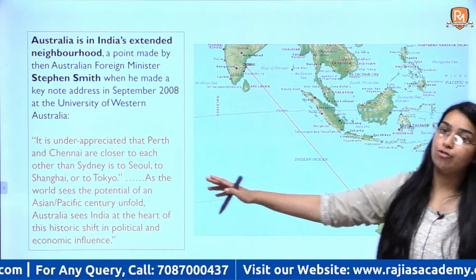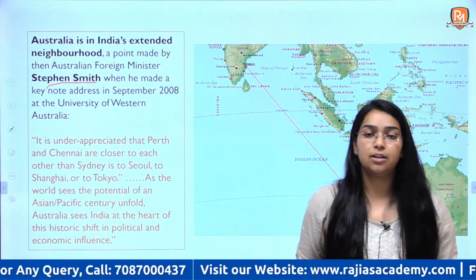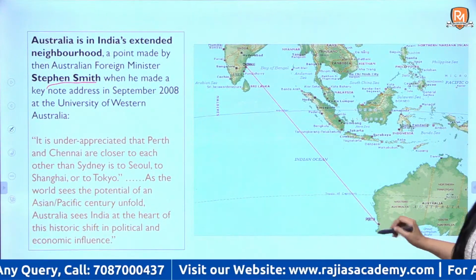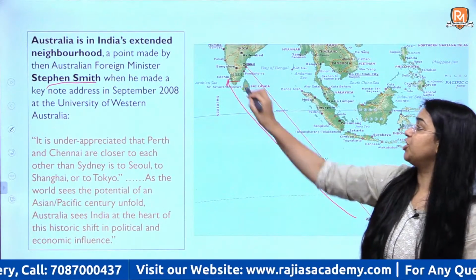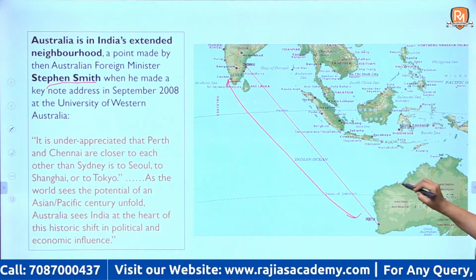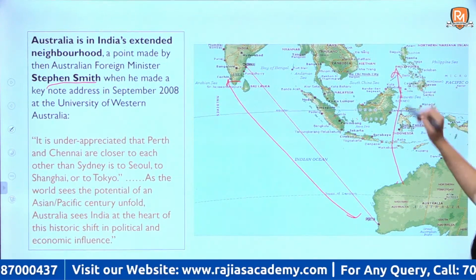Now this is also a statement by Australia's former foreign minister Stephen Smith. He said that we do not appreciate that, on the map it may look like the distance between the two nations is very huge, and this, you can say, that Korea is nearer to Australia.